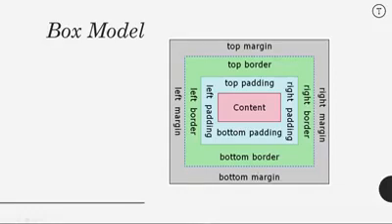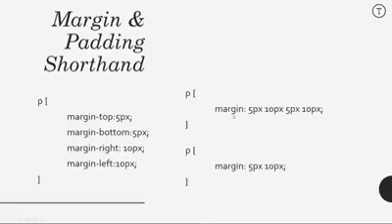So it would be this, and then the left and right would be 10. Okay. Now over here we have this same thing in a shorter syntax. So instead of doing margin top, margin bottom, and so on, we can just say margin, and then we can do top, right, bottom, left. Okay, that's what you need to remember: top, right, bottom, left. And you'll see top 5, right 10, bottom 5, left 10.